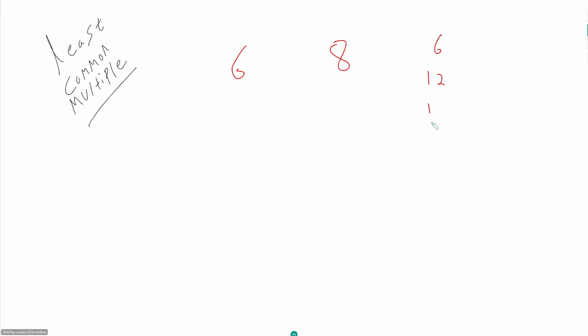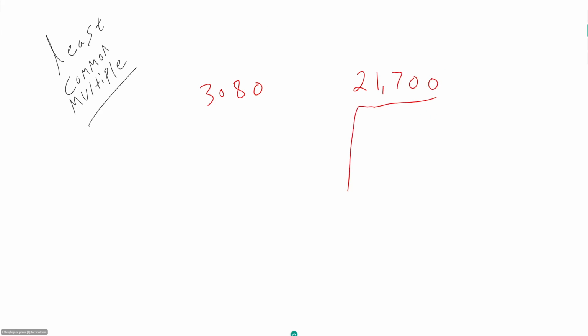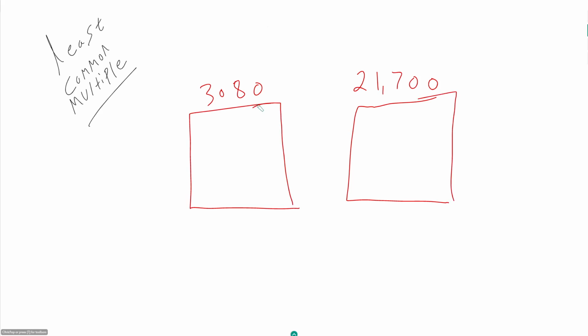Now, how do you do this though for much larger numbers? So what if I were to ask you, what is the least common multiple of 3080 and 21700? So how can we use our divisibility knowledge to find the least common multiple of these two numbers, or for any two numbers?